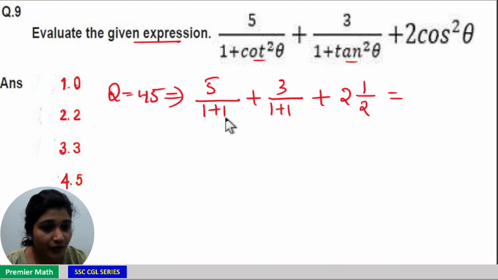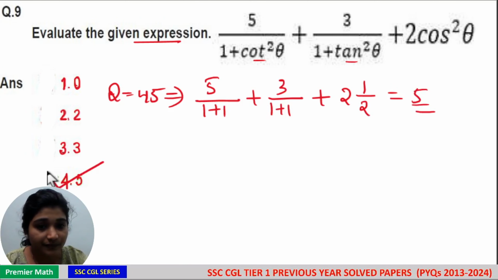Now the answer is equal to 5 by 2 plus 3 by 2, which is equal to 8 by 2, which is 4. 4 plus 1 is 5. Option 4 is your answer.